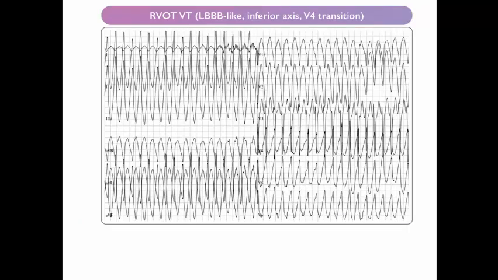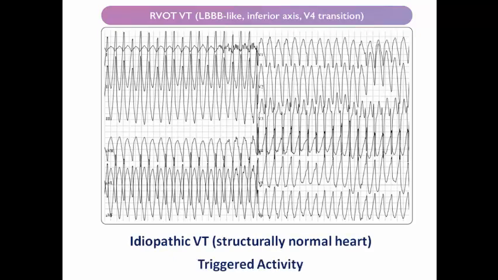This ECG shows monomorphic VT having left bundle branch block morphology with inferior axis due to the positive QRS complex in the inferior leads and transition zone in V4. This ECG suggests idiopathic VT, most probably in a structurally normal heart due to triggered activity, but we will need to have an echo plus or minus cardiac MRI to exclude structural heart disease and confirm the diagnosis.